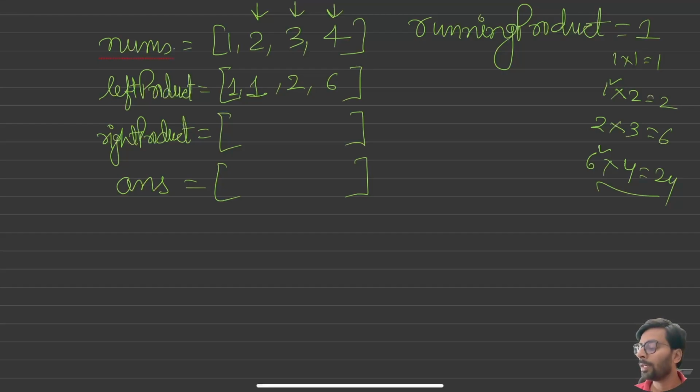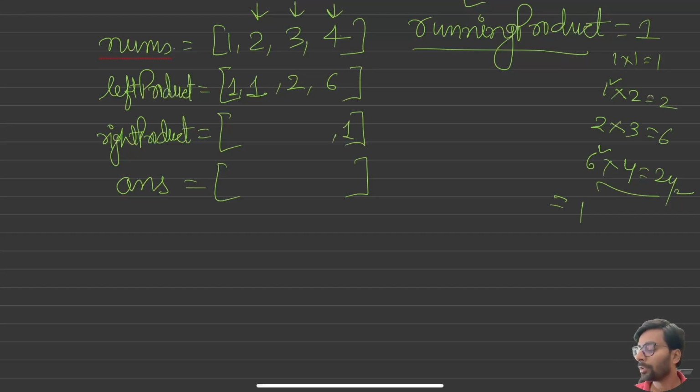So before calculating the right product, we have to update this running product with 1 again, because while we were iterating from the left hand side, we have taken the product of all the numbers inside, that is 24. So our calculation might go wrong because obviously we have taken the product of the numbers inside the array. So we have to reset this to 1. Now on the right hand side of 4 there is no number, so default value is 1.